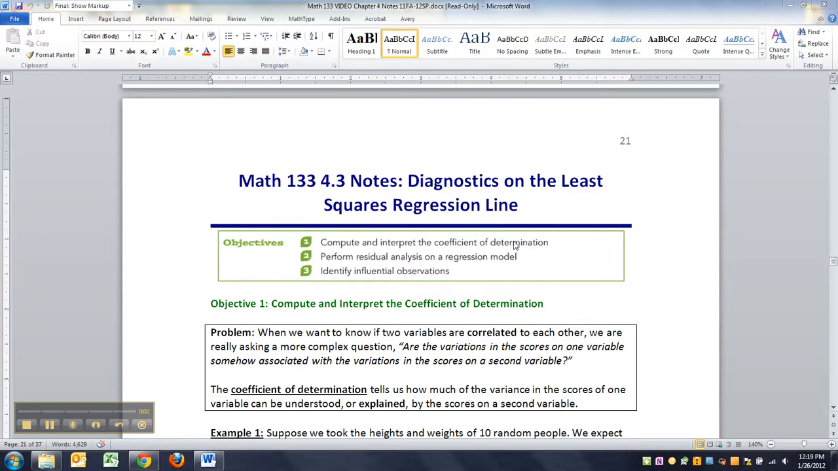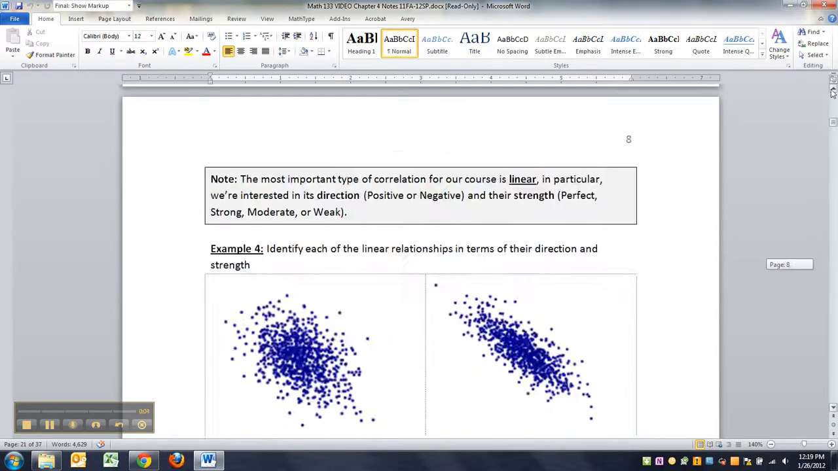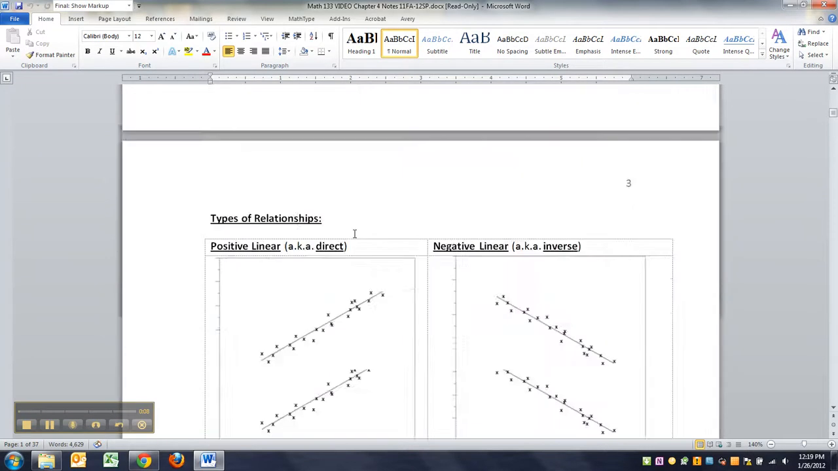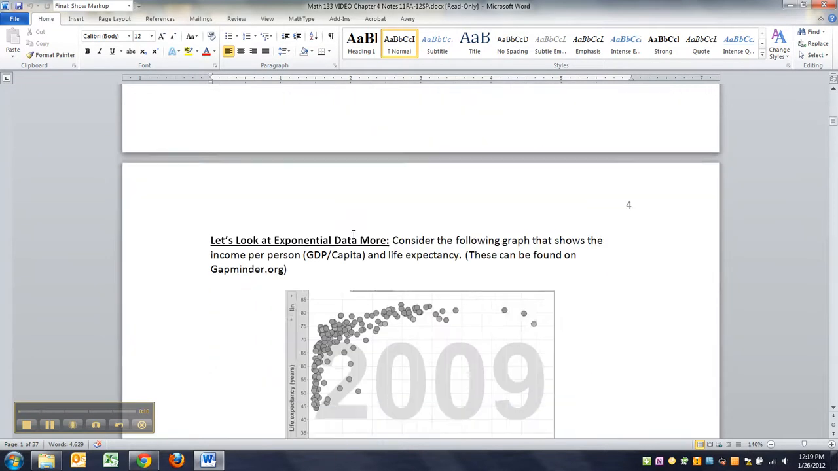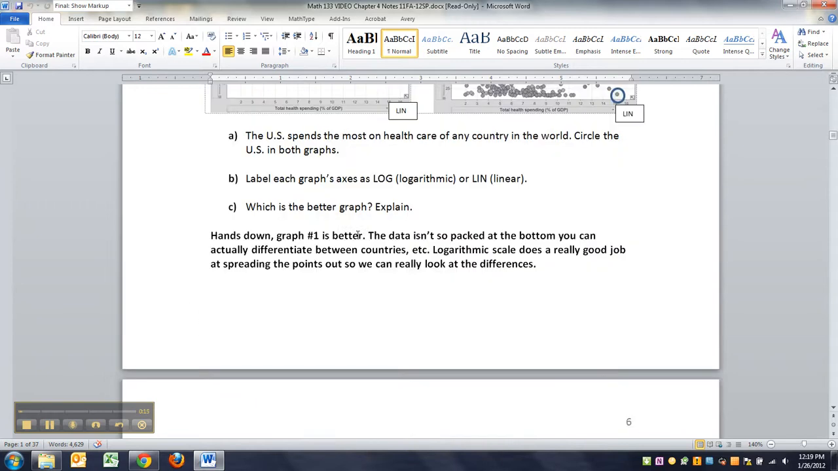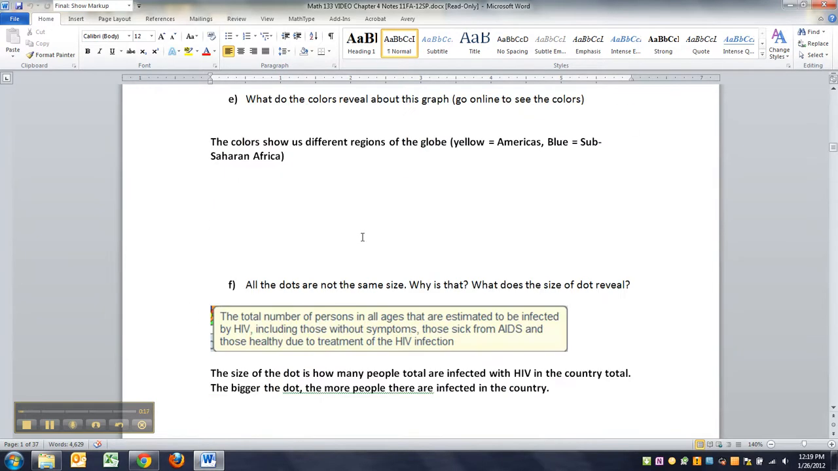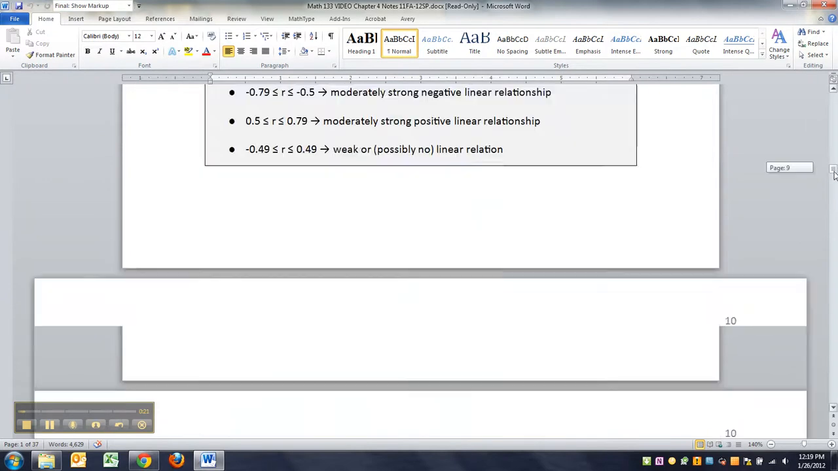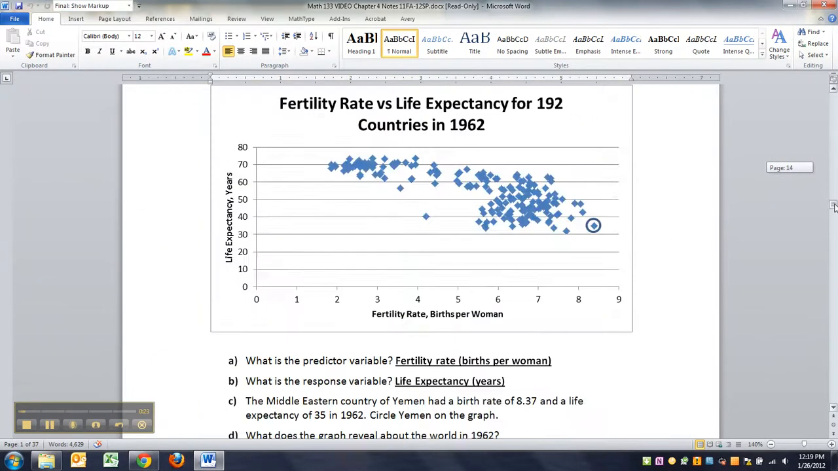So now we're moving into section 4.3. Let's remember where we've been. In 4.1, we learned about scatter diagrams and how powerful and important they are, how much they can show us about how two quantitative variables relate to each other and how useful that is. Differences in scale, differences in correlation, and we learned what the correlation coefficient is, how to calculate it, what it shows us, all that good stuff.